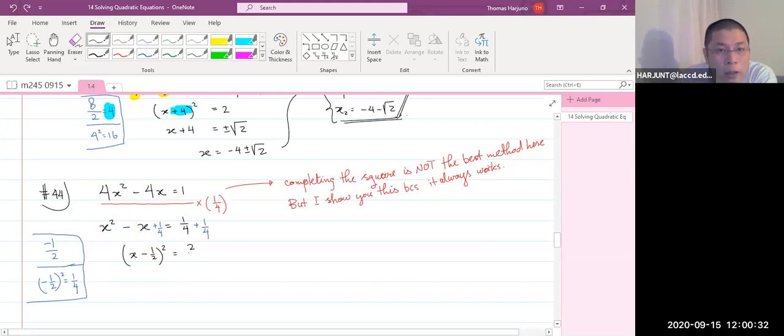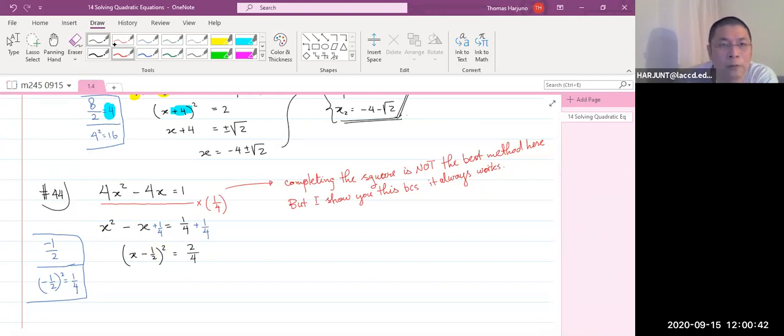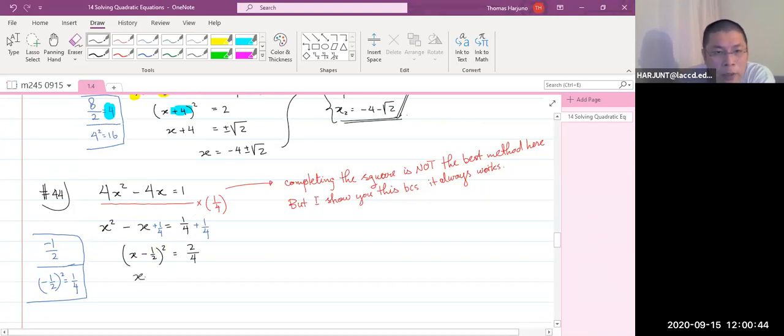Now then, the right-hand side here, 2/4, is something you can simplify to be 1/2. But I will just leave it like that, because when I apply the square root property, the denominator happens to already be a square number. This will be plus or minus 1/2 square root of 2. So x equals 1/2 plus or minus 1/2 square root of 2.